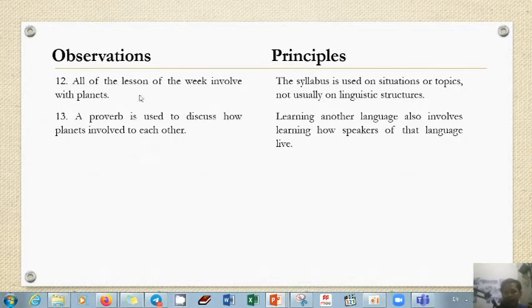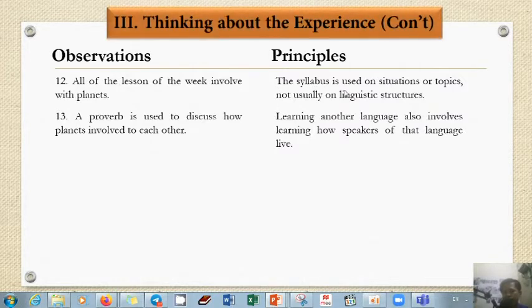Number 12, the lesson of the week, involved the planet. It means that I am going to go through the lesson in one week, the whole week, so that students can understand the lesson much more. Okay, and the syllabus is used for a situation or topic. I mean that we can use the lesson here also followed by the course syllabus, or course content, or we can say our schedule as well.